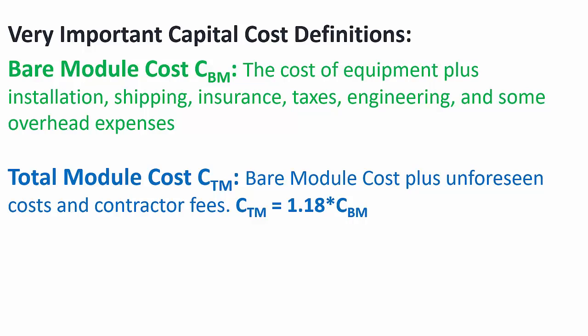The total module cost builds on the bare module cost. It is the bare module cost plus unforeseen costs and contractor fees. So this accounts for a lot of important fees. So it can account for the cost of having to delay the installation of a plant because of storms, bad weather, worker strikes, contractors quitting, changes in the design, unforeseen price increases. And so how do you account for this? You would pad the numbers by 18%. That is why total module cost is 18% higher than bare module cost.